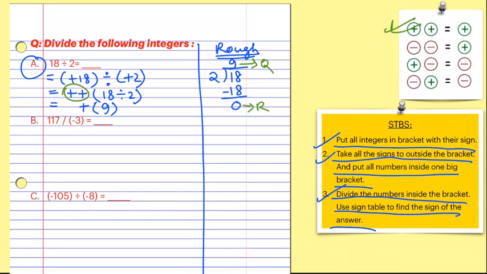ठीक है, let's do the question 2, that is 117 divided by -3. Okay, this slash का मतलब भी division ही है. Okay, so we'll do the first step, write the numbers with their sign.